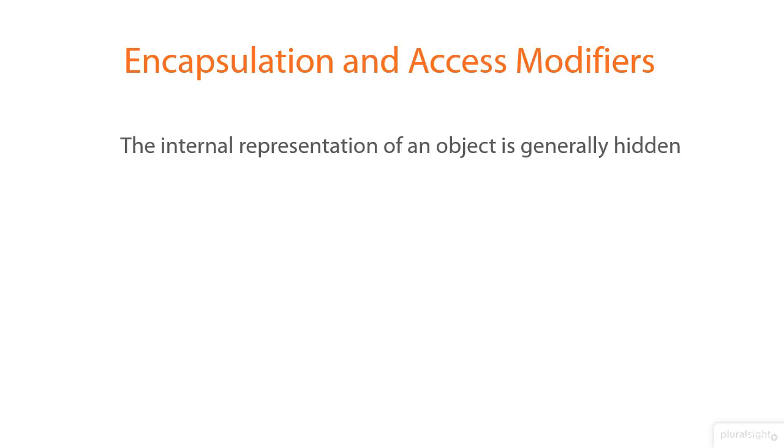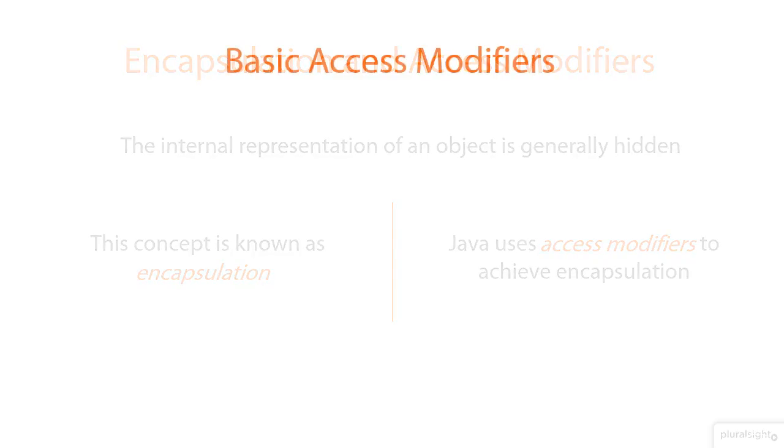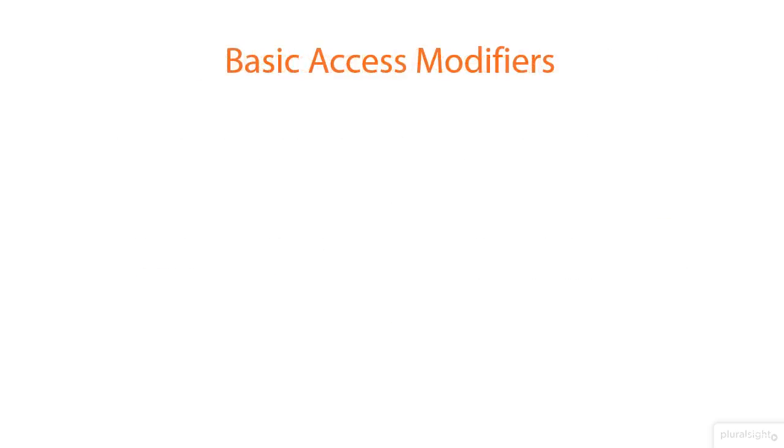The user of an object shouldn't have to know a whole lot about the way that object is built. And so the idea of hiding this internal representation is an idea we call encapsulation. And in Java, the way we achieve encapsulation is by using access modifiers. Let's look at some of the most basic access modifiers.